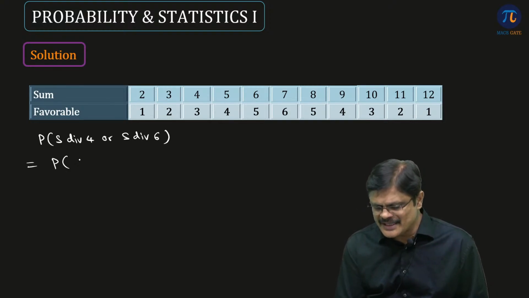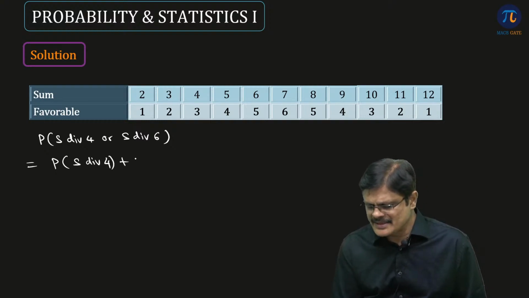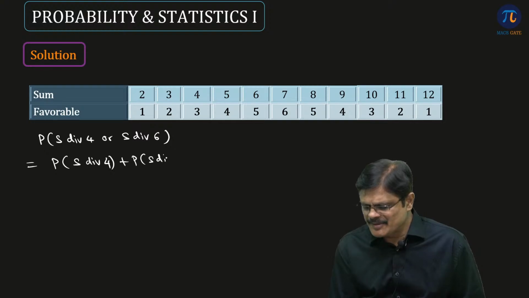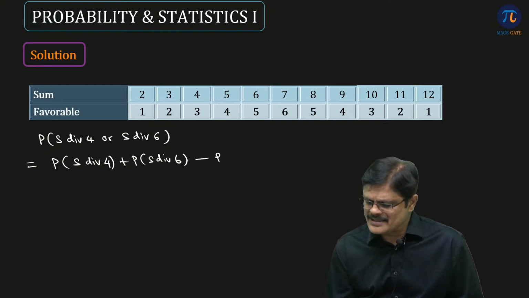So when you want to find sum divisible by 4 or sum divisible by 6, what is the story, sir? It is sum divisible by 4 plus sum divisible by 6 minus sum divisible by 4 and 6.